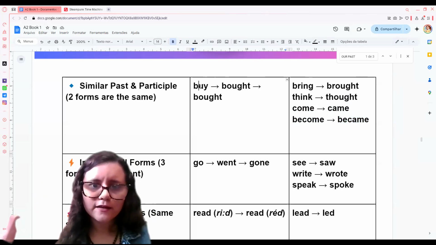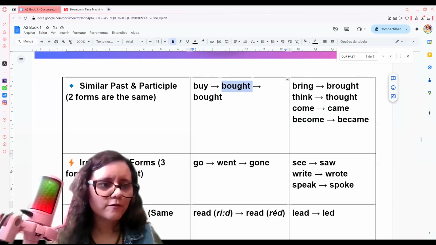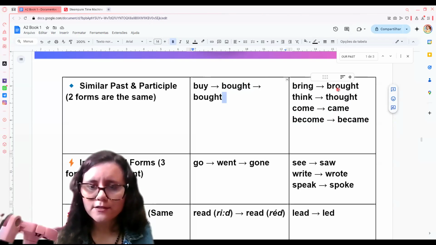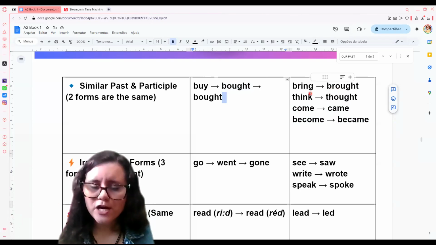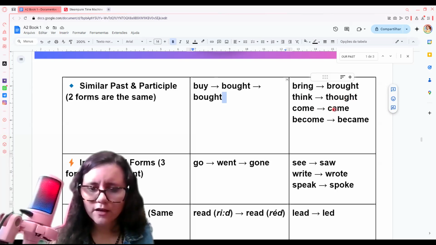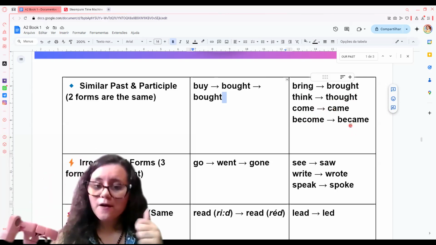Buy, bought. Very good. Bring, brought. Think, thought. Come, came. Become, became. Very good.